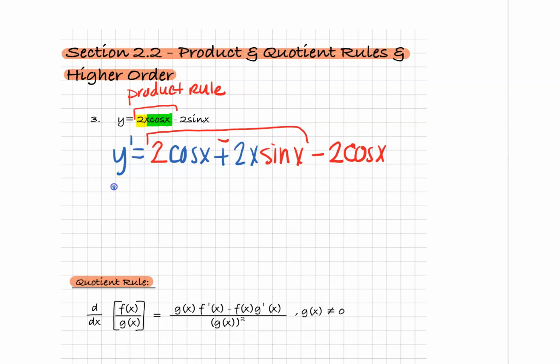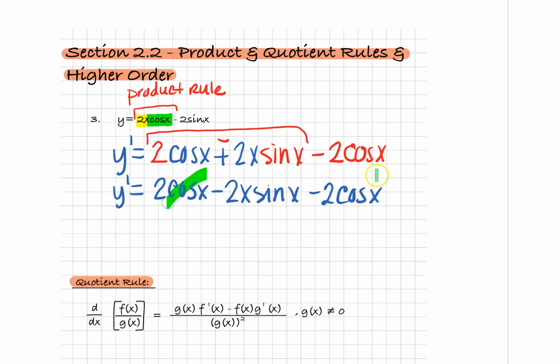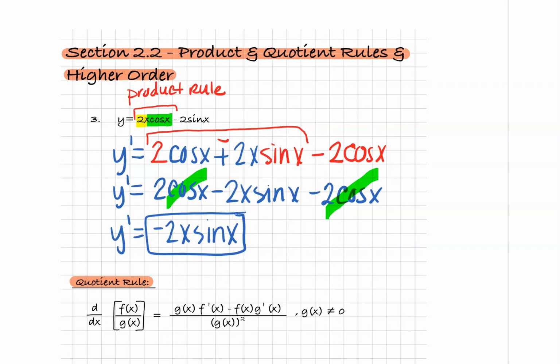First thing I'm going to do is write y prime is equal to what I have, a 2 cosine x minus 2x sine x minus 2 cosine x. And you can see that I have a 2 cosine x and a negative 2 cosine x, so those will cancel with each other. So I'm left with negative 2x sine x as a result. So again, just be careful with your basics.